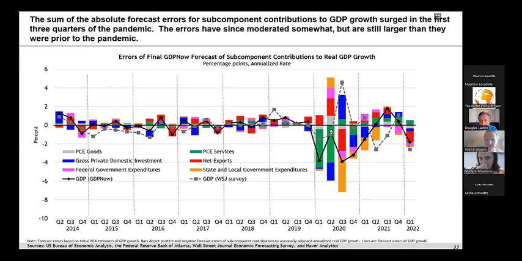Sorry, can I ask a question? Yeah, sure. So does this mean, if I correctly conclude, that net exports is one of the most difficult subcomponents to forecast? Because if this is the GDP nowcast error and the contribution of each subcomponent, it seems like net exports is one of the major contributors of errors, right?